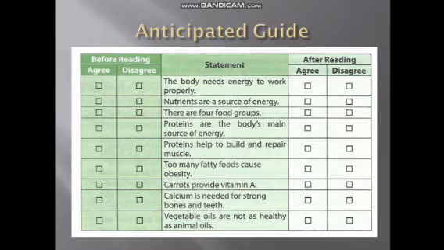I would disagree with this statement because based on my readings and prior knowledge, it let me know that vegetable oils are very healthy. You know that oils from animals are more fatty than vegetable oils, I believe. So I would disagree with this statement.